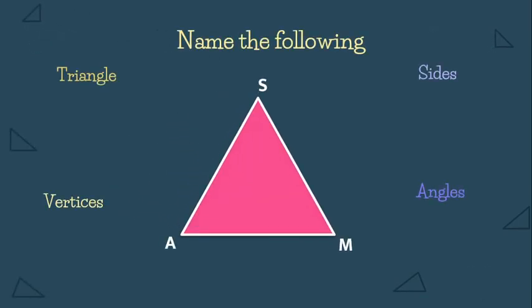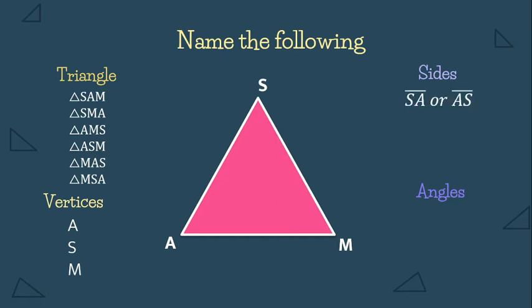So, let's name the following. So, for this triangle, ito yung mga pwede niyang maging names. So, pwedeng triangle SAM, triangle SMA, AMS, ASM, MAS, MSA. For the vertices, so yung tatlong corners natin, again, we have A, S, and M. For the sides, so again, dalawang endpoints. So, pwedeng SA or AS, AM or MA, SM or MS. And for the angles, we have angle S, angle A, and angle M.